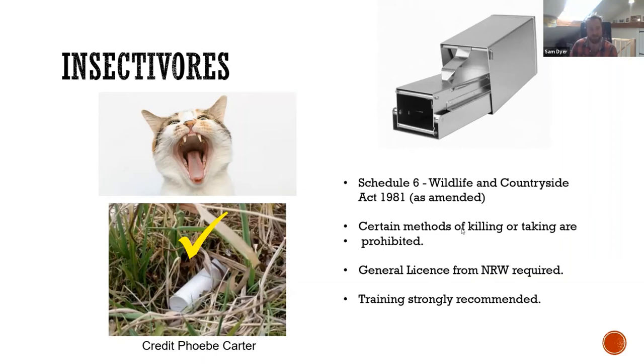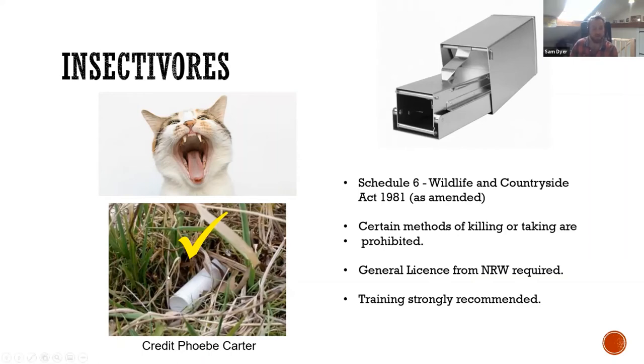Shrews have a very fast metabolism, and if they're not baited right, you do get mortality within the trap. Some traps have shrew holes cut in them, so you can't catch them, but that's also associated with a level of mortality where the animals try and escape. So they're a good survey tool, but need to be used in the right way. So again, definitely recommend training with that.